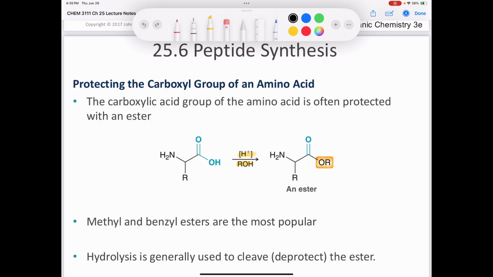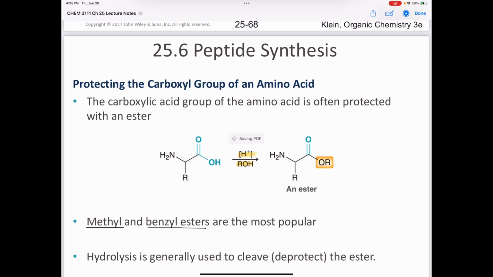And in terms of the R group, okay, what are the R groups? Well, it turns out that methyl esters are really popular and benzyl esters are very popular. And you can just hydrolyze the ester in order to remove it. You just treat it with a strong acid or strong base.